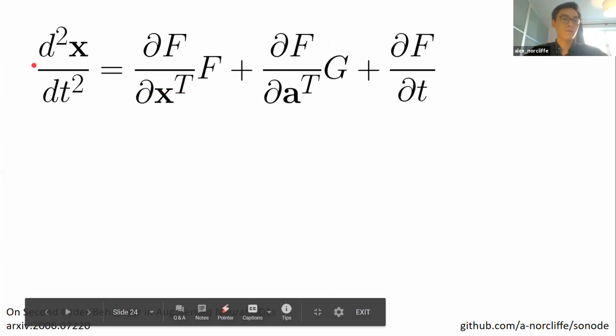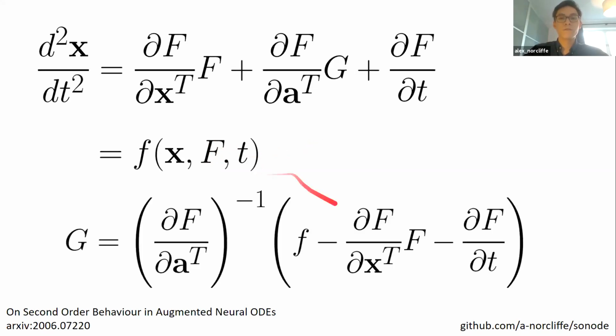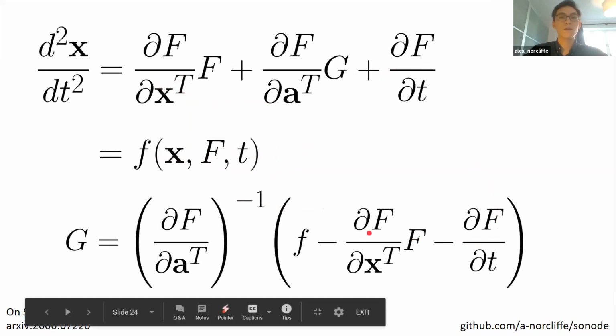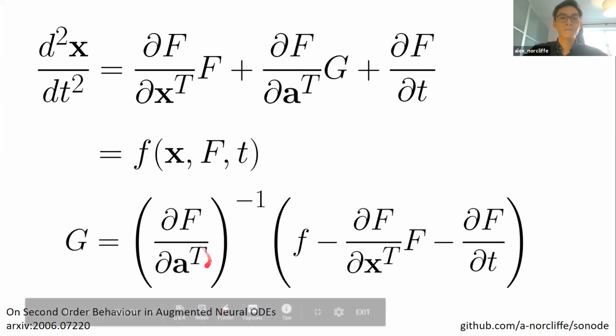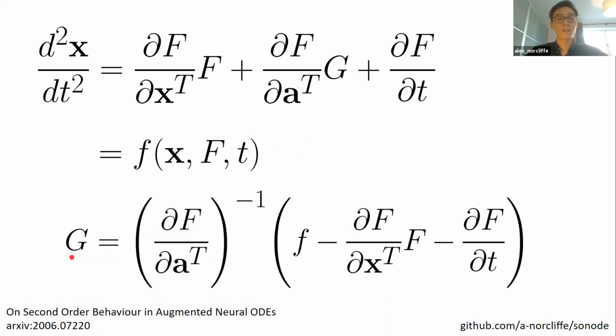And we also remember that we want d squared x dt squared to equal the dynamics we're trying to learn. Well, I've just substituted the velocity for F here. And if we rearrange this for G, so we've taken F, we minus this term, we minus this term, that's there, and we invert this term here, we get capital G. And so for any capital F function there, we can learn some G, which will give the correct acceleration.